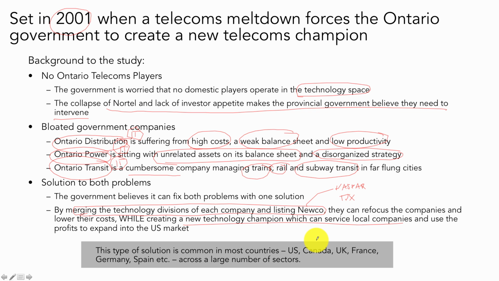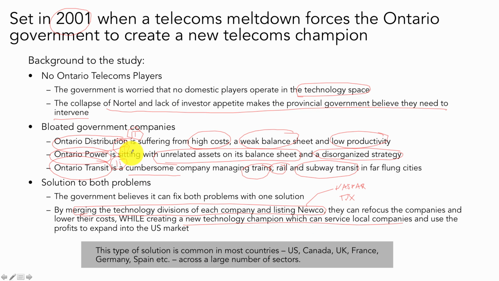You've got a government that's worried about no technology companies in the domestic environment. It's worried about its state-owned enterprises which are being held down by excessive costs, and it's trying to strip out some of those costs by liberating them of their IT divisions and then creating a new company.